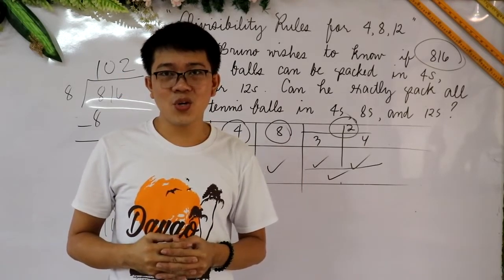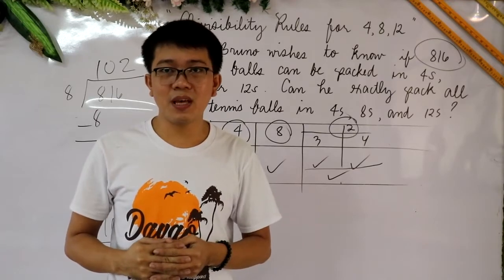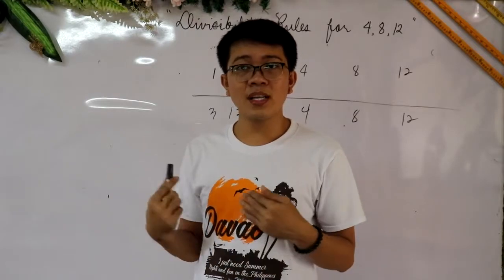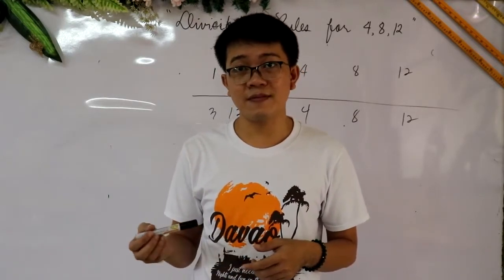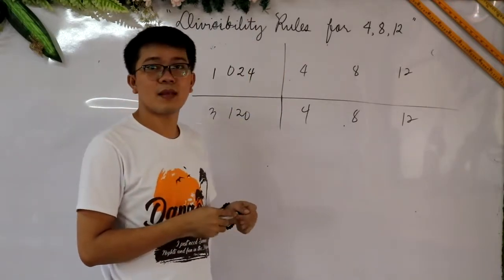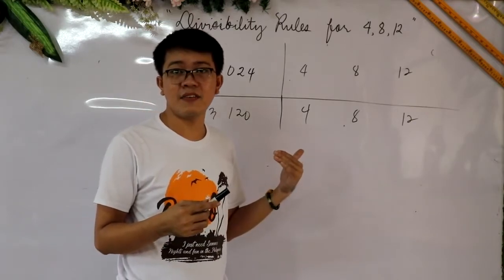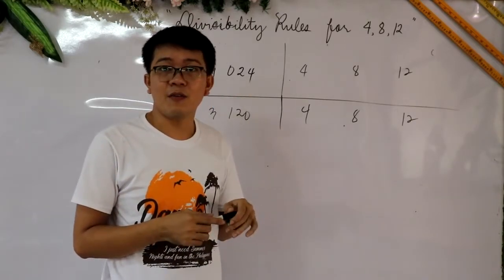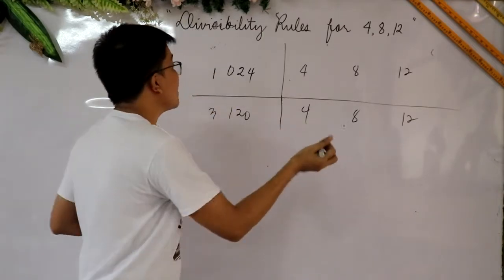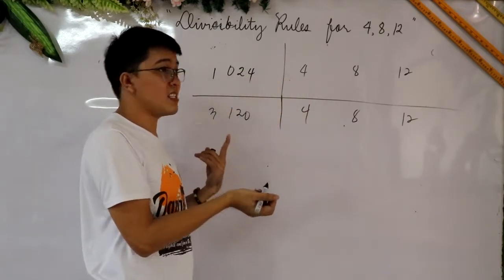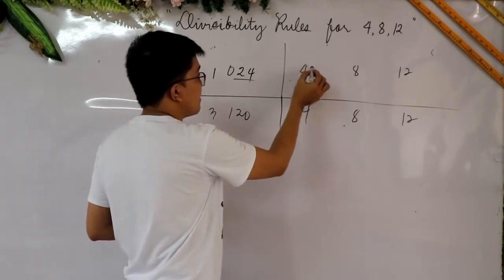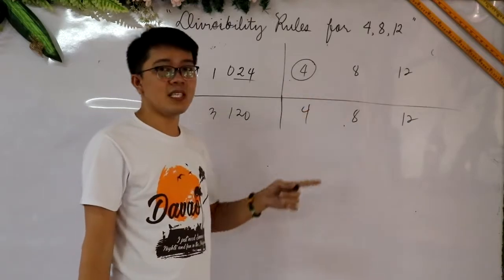Okay. Now to enrich your understanding about divisibility rule number 4, 8, and 12, let's answer first this problem. Now in this part, I want you to encircle the exact divisor of the given numbers. First, the given number is 1024. To check if it is the exact divisor of the given number, of course we're going to use the divisibility rule for 4, 8 and 12. Is it divisible by 4? Yes, because the last two digits are 24, and 24 is a multiple of 4. Let's encircle.